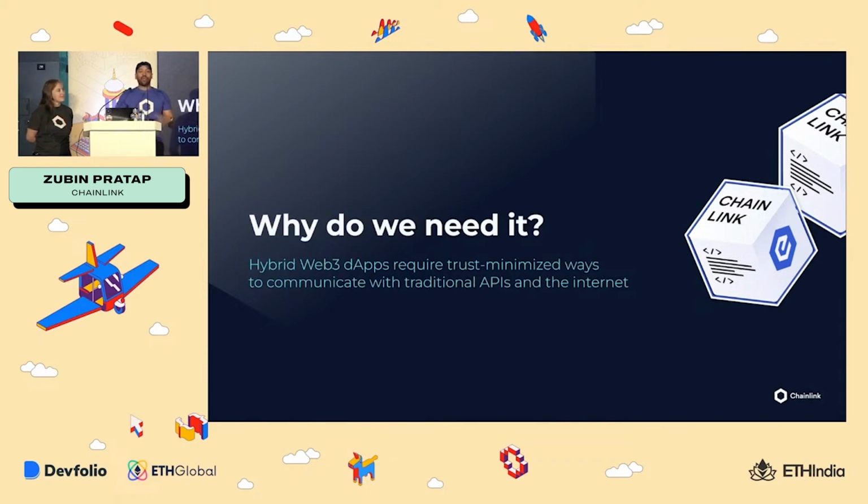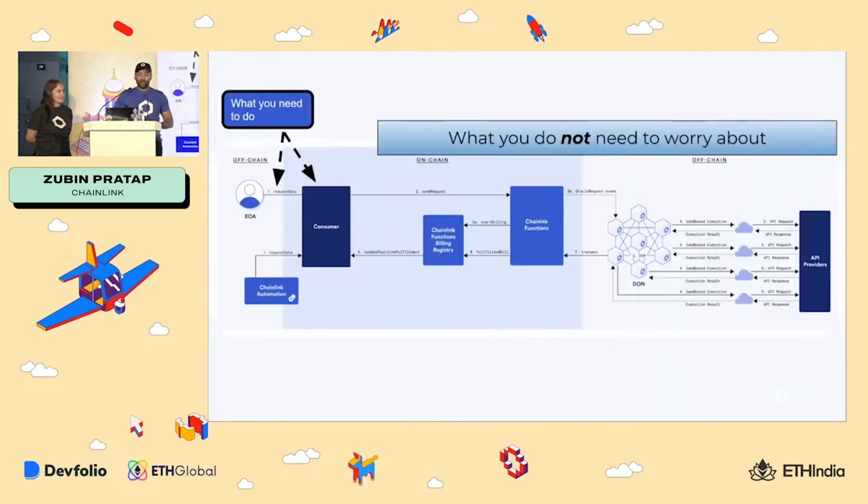So why do we need that? Well, we believe that the new generation of Web3 apps are going to be hybrid. There's going to be a critical on-chain component, and they're going to be able to access traditional data infrastructures so that you can enrich the Web3 world with that data without losing a lot of the benefits of decentralization and trust minimization. Right.